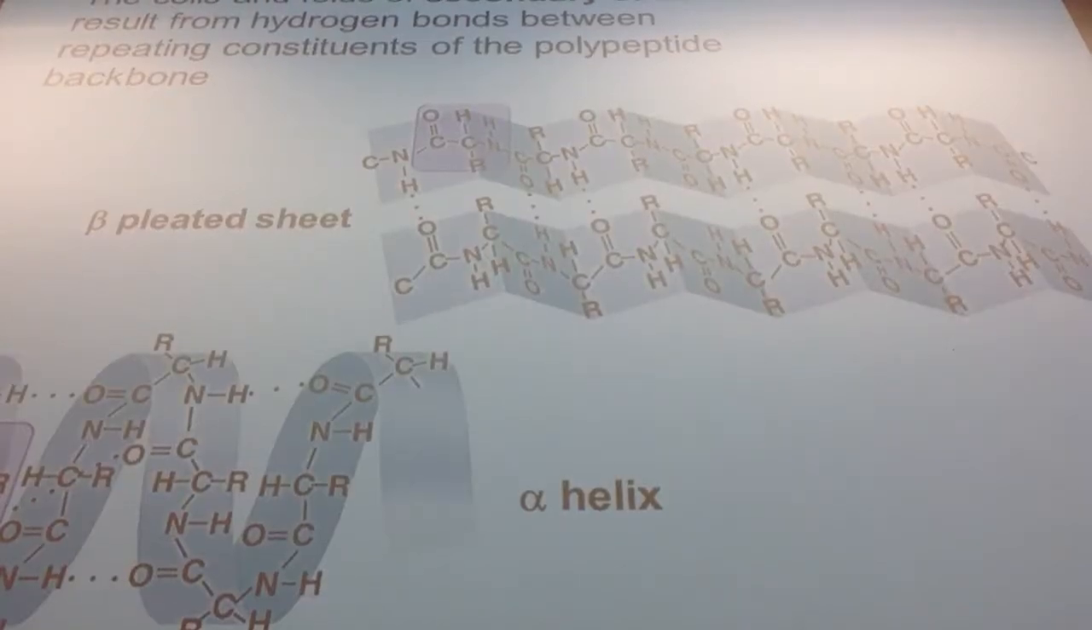There you go. Okay? So you notice, in order for the secondary structures to form, either alpha helix or beta pleated sheets, the hydrogen here forms a hydrogen bond with that O here, and both of them belong to the polypeptide backbone. The R groups are not involved in the formation of secondary structures. Whether beta pleated sheets or alpha helix, you notice this again.